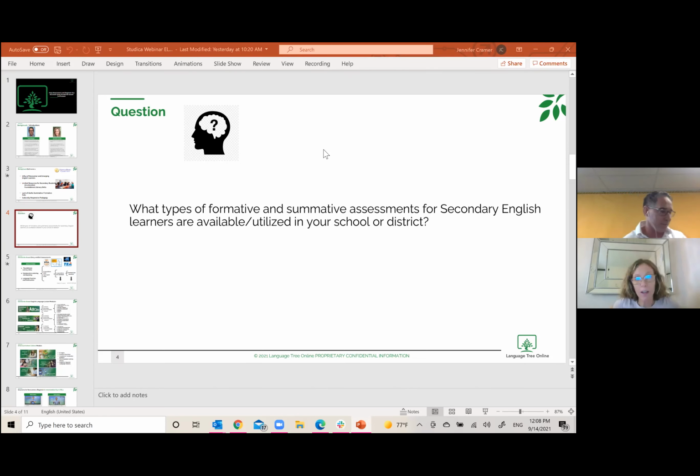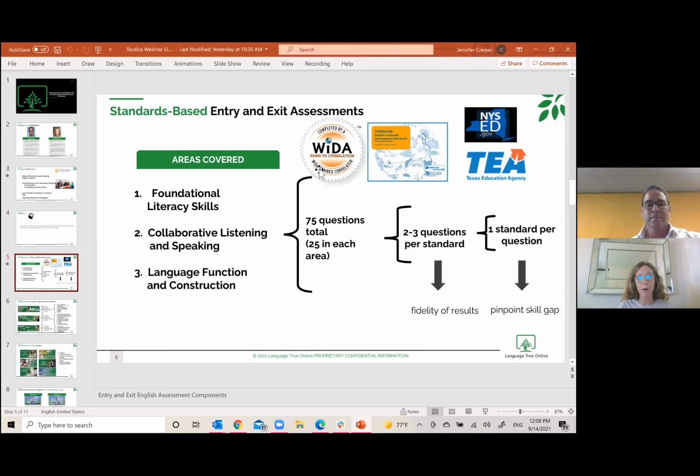Okay, I'm going to keep moving along here because we're trying to keep it within 30 minutes. Let's talk a minute about assessments. So essentially, this program has entry and exit assessments. What's different about these assessments compared to WIDA ACCESS, or for example the LPAC in California or TEKS in Texas, is that our assessments are not designed to redesignate or say you're at this level. Our assessments are really designed to help you as educators pinpoint the skill gaps of your individual English learner students.